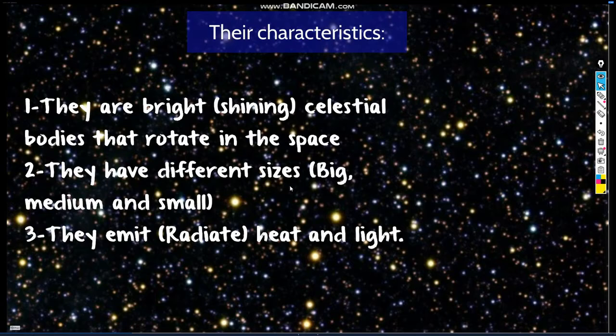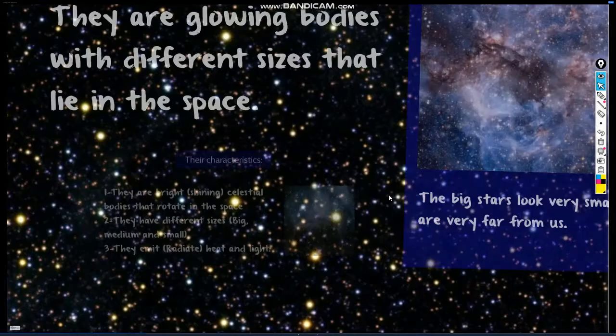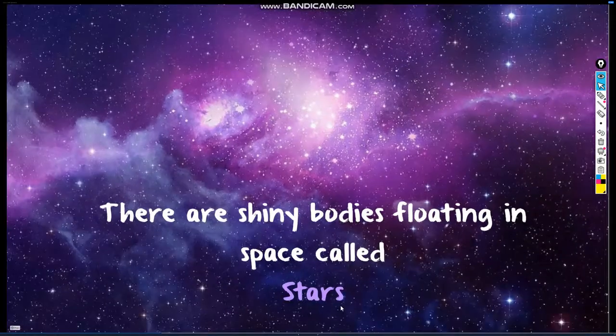They have different sizes. There is a big star, a medium star, and a small star. They emit or radiate heat and light, which means they give us heat and light. So these are the characteristics of the stars. Stars, Earth, and the planets are what we're going to discuss in this video and in this lesson. So please pay attention.